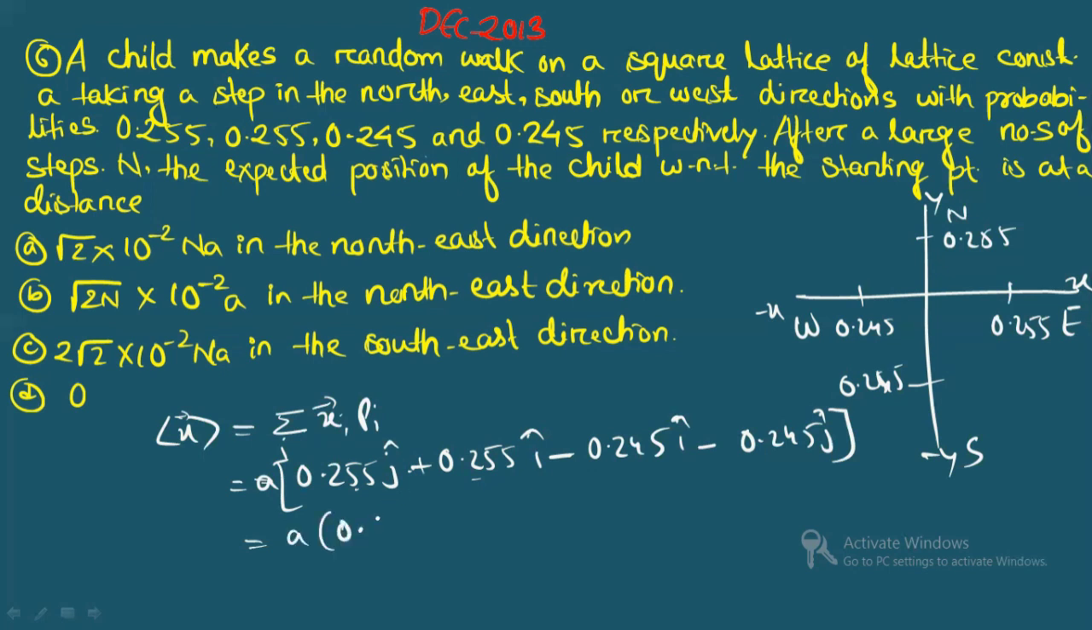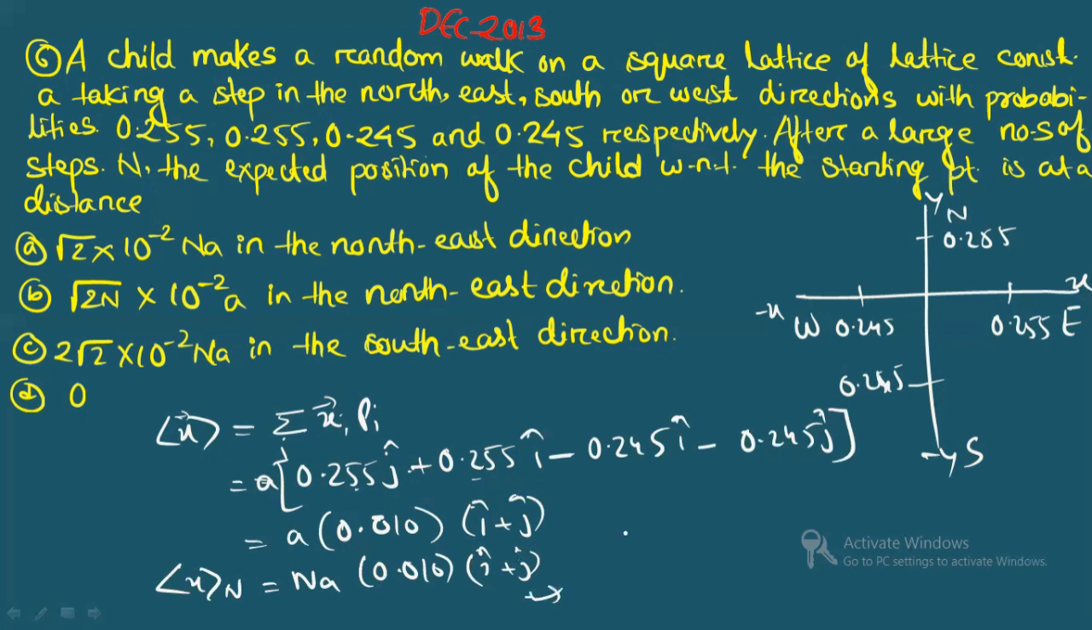A times 0.010, and here you will have i cap plus j cap. You can just do and see. When you do so, you can calculate it on your own. So when you get this, if you do this for n, mean value for n, you will get n a, right? 0.010 i cap plus j cap, right? This is what you will get. So you see here in this case, i cap plus j cap means this one, so it is in the northeast direction. Okay, so this will give you the northeast direction.